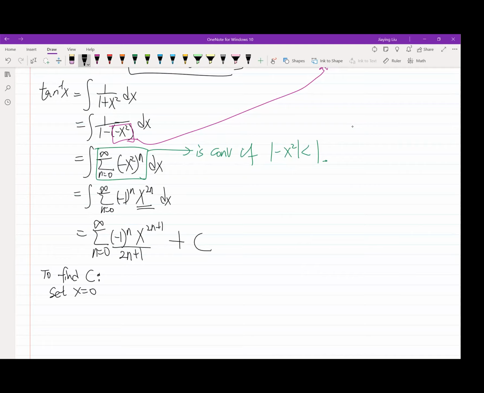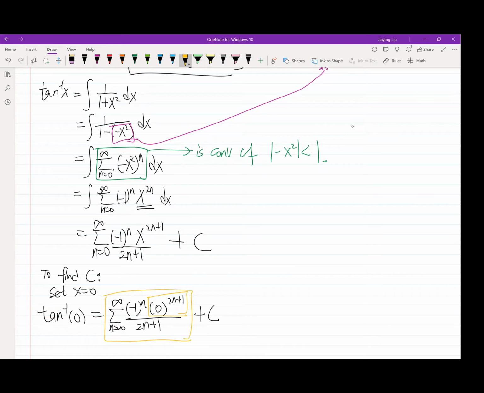On the left side, I have inverse tangent of 0. And on the right side, I have sigma n from 0 to infinity, negative 1 to the n, 0 raised to the 2n plus 1, divided by 2n plus 1, plus C. We have 0 raised to any exponent, that's always going to be 0, right? And 0 multiplied by any number is always 0. So every term in this series becomes 0, so the whole series becomes 0 when you add all those zeros together.